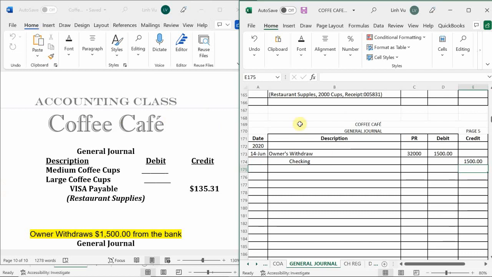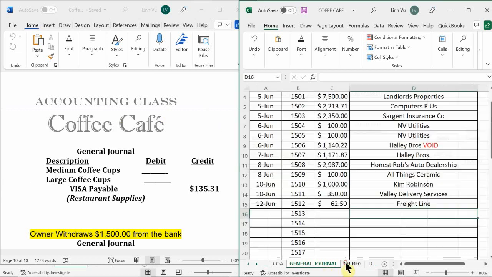Okay? And let's go ahead and cut him a check. Okay? Check register. All right. He wrote the check on the 14th, right? For $1,500. And do you guys remember what the owner's name is?